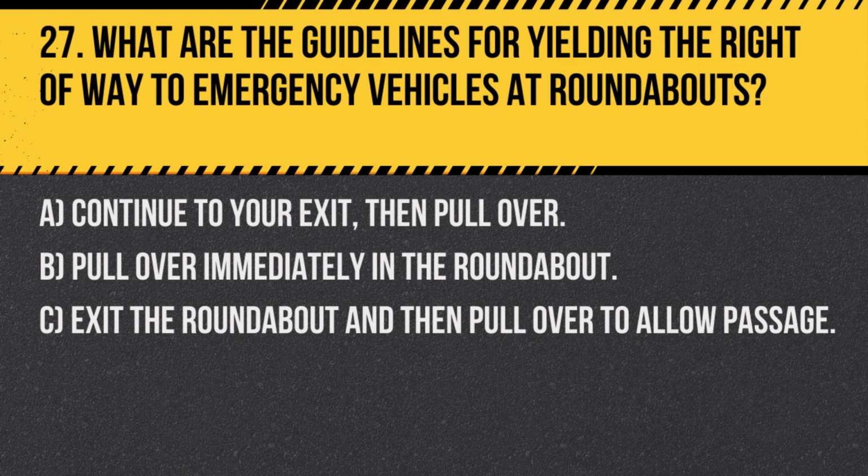Question 27. What are the guidelines for yielding the right-of-way to emergency vehicles at roundabouts? A. Continue to your exit, then pull over. B. Pull over immediately in the roundabout. C. Exit the roundabout and then pull over to allow passage. Answer. C. Exit the roundabout and then pull over to allow passage. This method helps keep the roundabout clear and allows emergency vehicles to move freely.